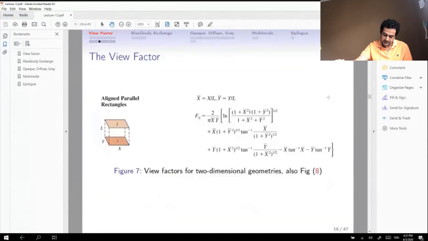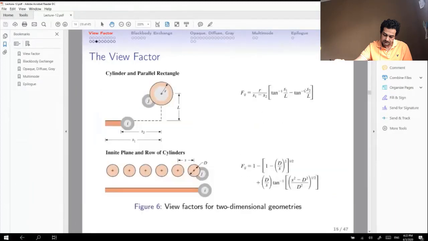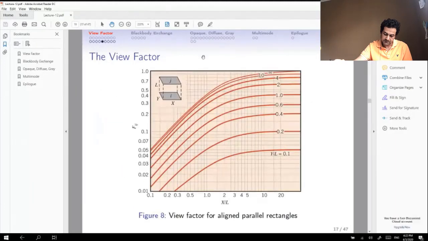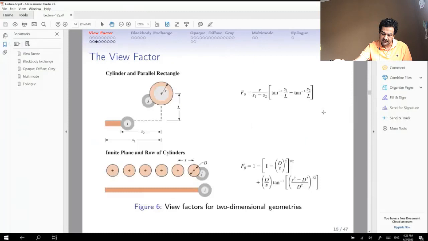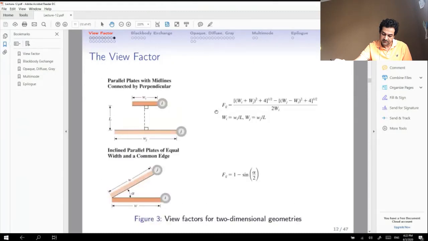The most common configuration is here, the view factor for aligned parallel rectangles or surfaces, and with all the dimensions given, you can use figure number 8 to get the Fij, the view factor from the emitting, the radiative surface I to surface J. You've got to use x over L and y over L from the dimensions given to you. If these dimensions are not given to you, you can use the very simple equation here, this one.